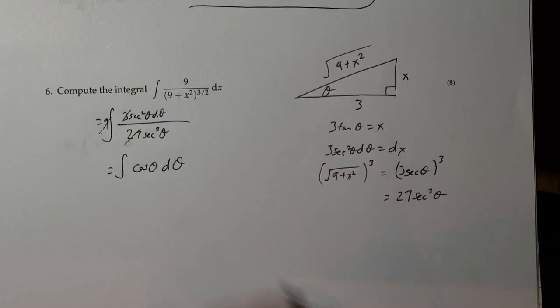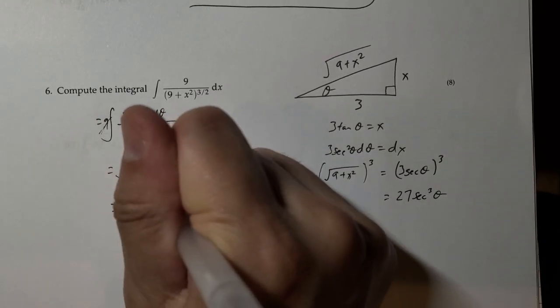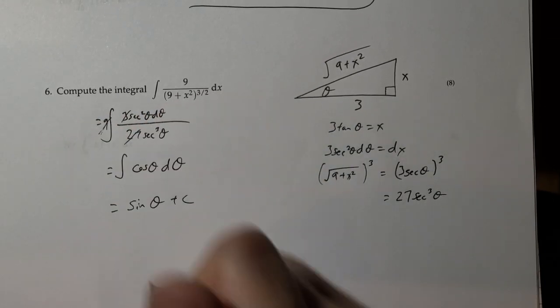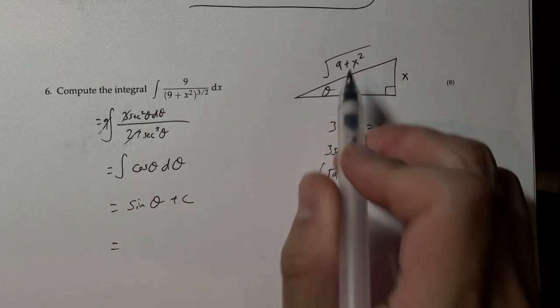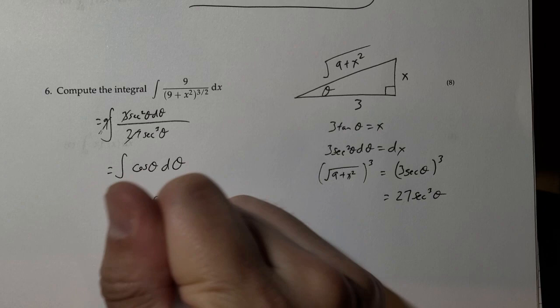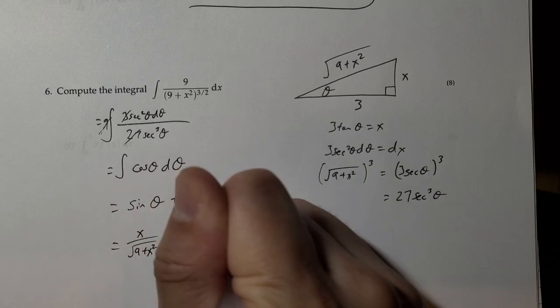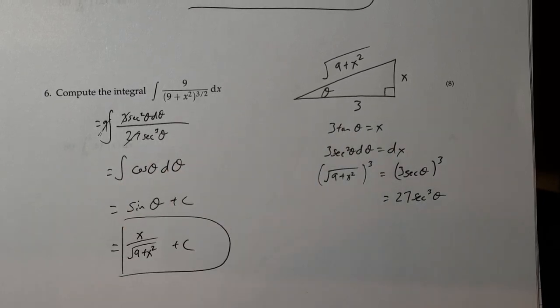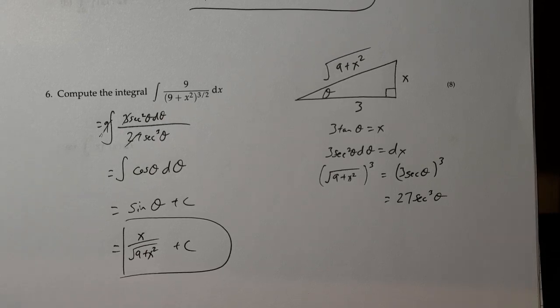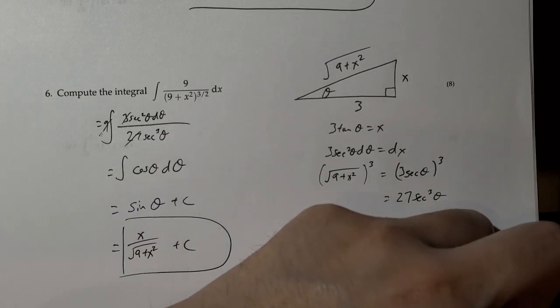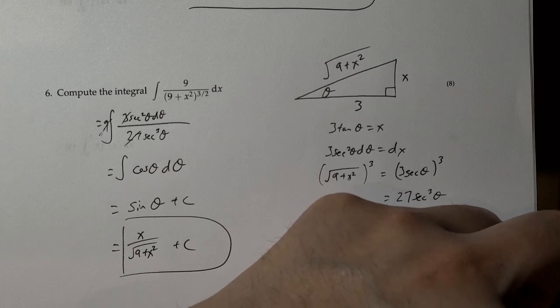Okay, this is very easy to solve. That's just sine theta plus c, and then we have to back substitute theta. Go to the triangle. Sine theta is x over the square root of 9 plus x squared, plus c. That's our answer. Very easy. Okay, let's move on.